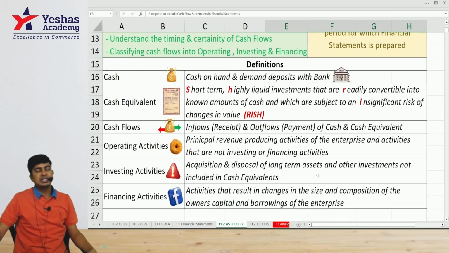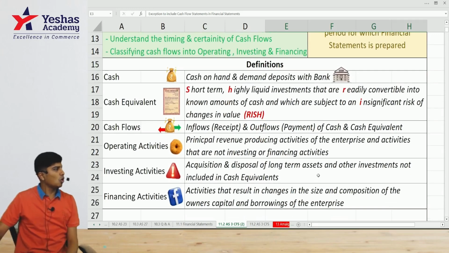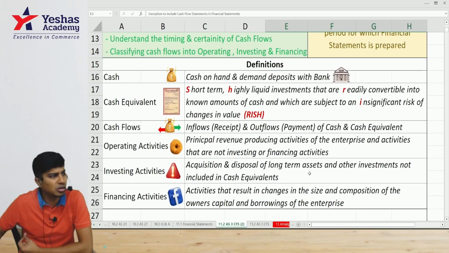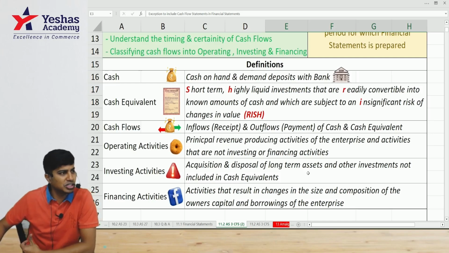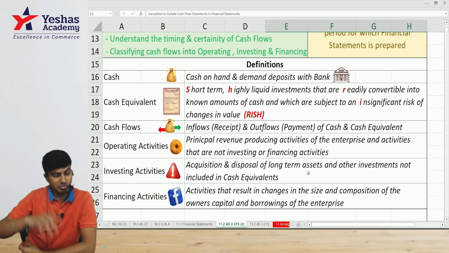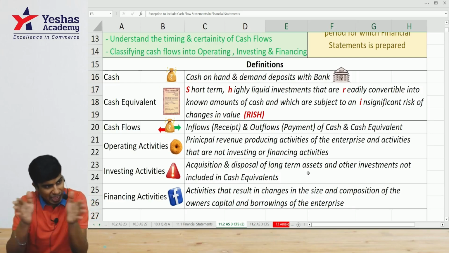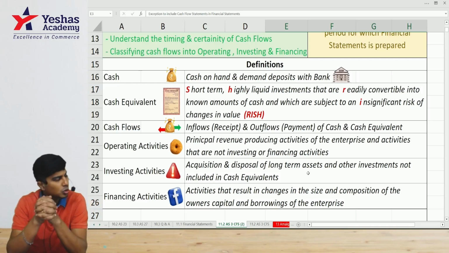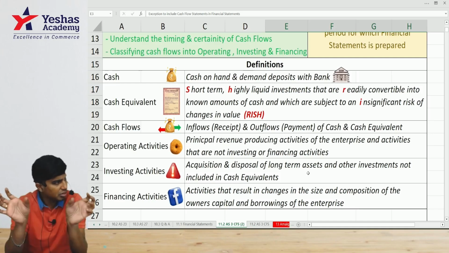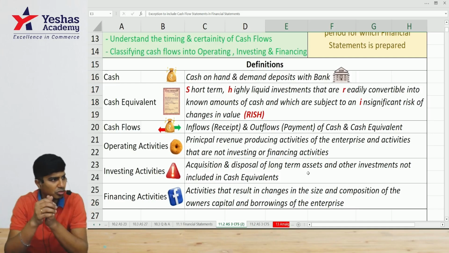Now, let's see some things. In the cash flow statement, throughout we use the word cash, cash, cash. That cash is not the same cash as per Schedule 3 of the balance sheet. The meaning is different. That is the reason I gave a gap between 11.1 and 11.2. These two topics don't need to be done together. They can be done apart, on much different dates.